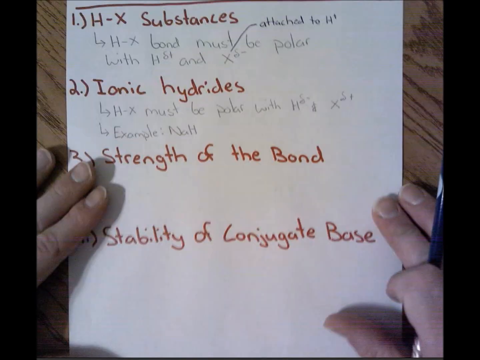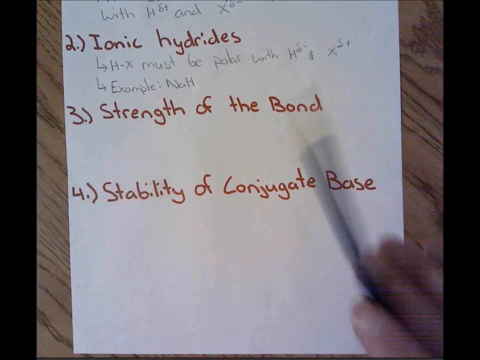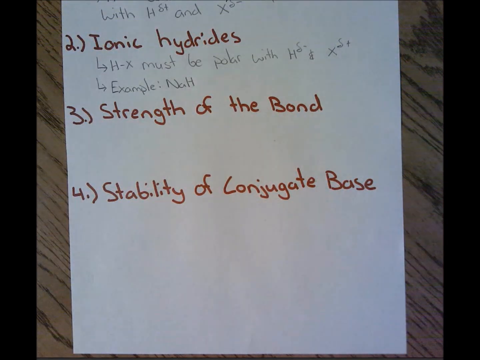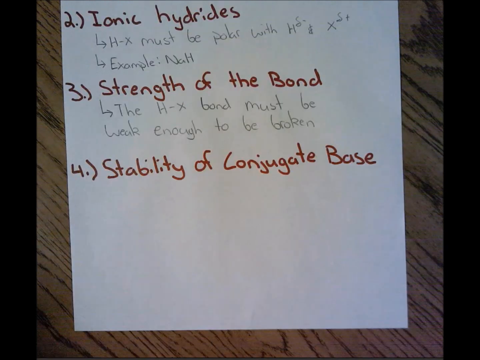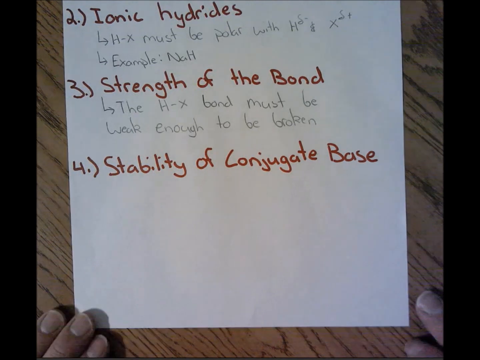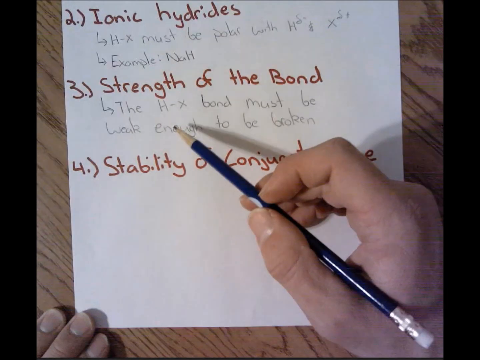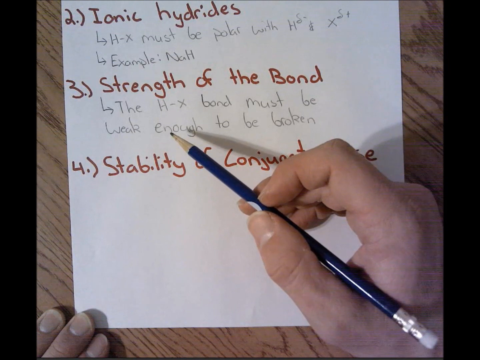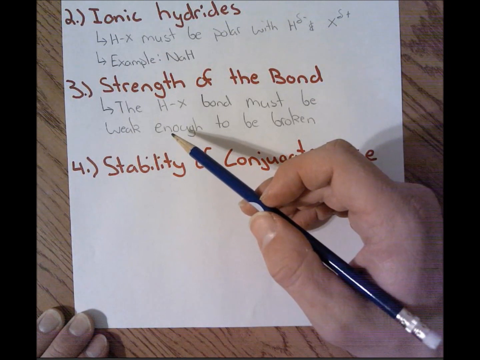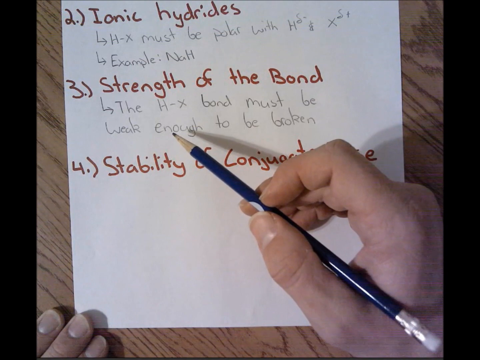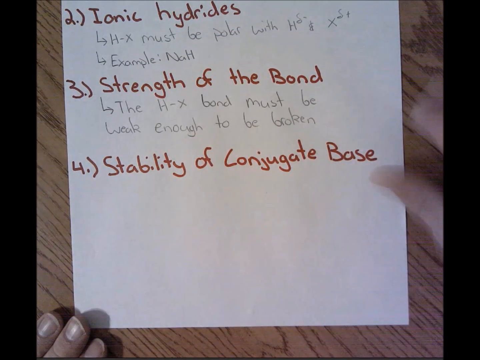Now, we get into bond strength. So this is probably one of the most important things here. The HX bond must be weak enough to be broken. So let me pause and write that down. All right, so there is that definition. Again, if we don't have an H plus break off and form in our solution, then we no longer are going to have the ability to have that acid, that Bronsted-Lowry definition of an acid.